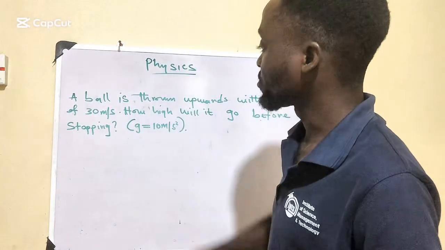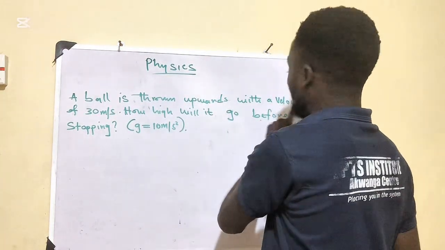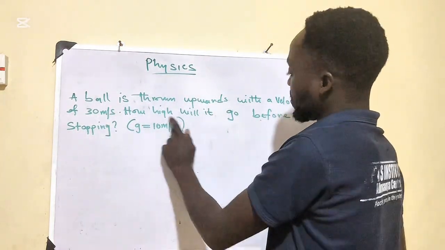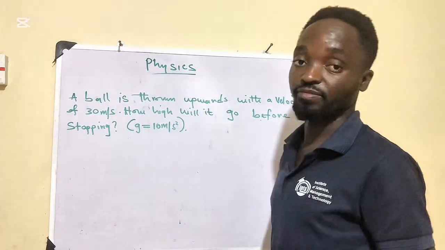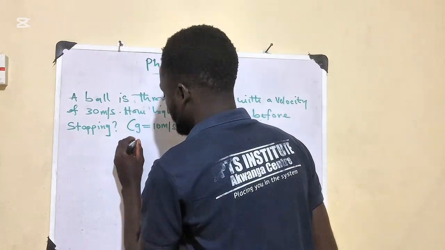So let us solve this question. A ball is thrown upward with a velocity of 30 meters per second. How high will it go before stopping? Take g to be equals to 10 meters per second squared. So let us write the solution.